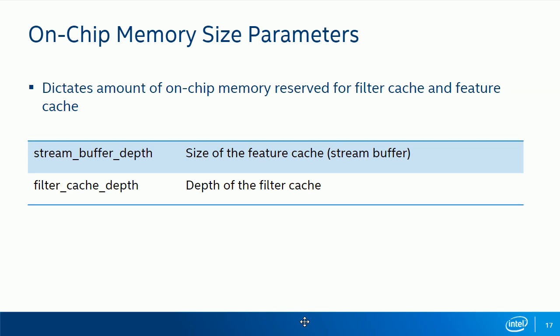The stream buffer depth parameter allows you to specify the size of the feature cache, sometimes also called a stream buffer. For filter cache, use the filter cache depth to specify the desired filter cache depth. A bigger filter cache depth allows for more look-ahead filter prefetching. The filter cache depth also limits the maximum filter size that the architecture supports. Both of these parameters significantly impact the FPGA M20K block usage.